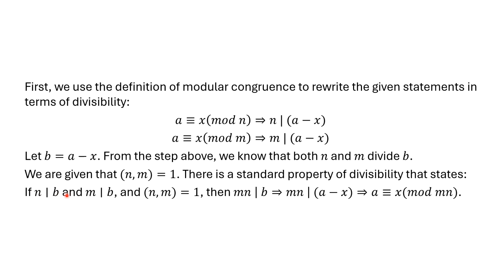If n divides b and m divides b and their GCD is 1, then m times n divides b, and then we just plug a minus x back in for b, and we have this here. m times n divides a minus x, but that's the same as a being congruent to x mod m times n.